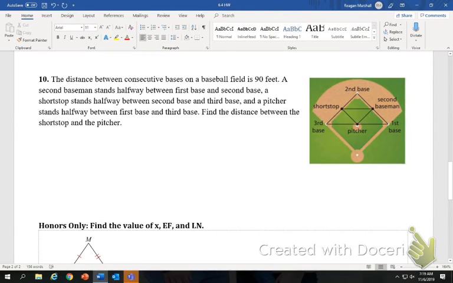This is the last standard question. The distance between consecutive bases. So consecutive means back to back. So between first and second base. If you play baseball, this is not new information. And there's 90 feet between each and every one of them.